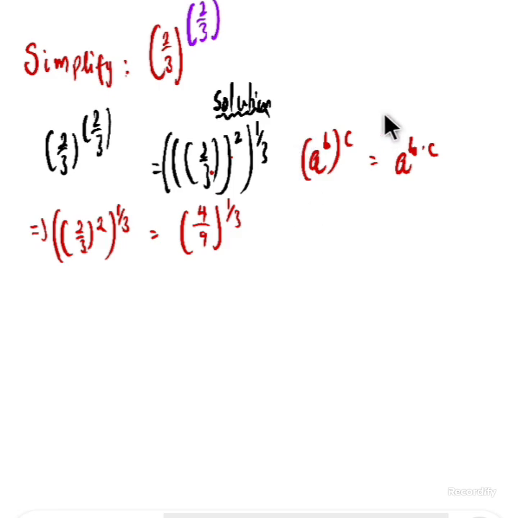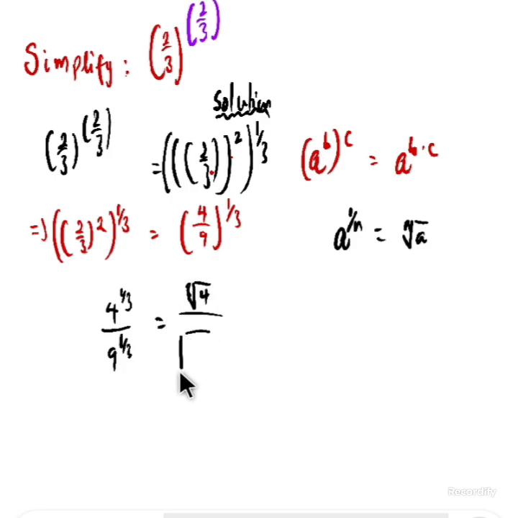And then remember from the law of indices, if we have a to the 1 over nth power, this gives you the nth root of a. So we can rewrite this as 4 to the 1 over 3rd power over 9 to the 1/3 power. So this gives us cube root of 4 over cube root of 9.